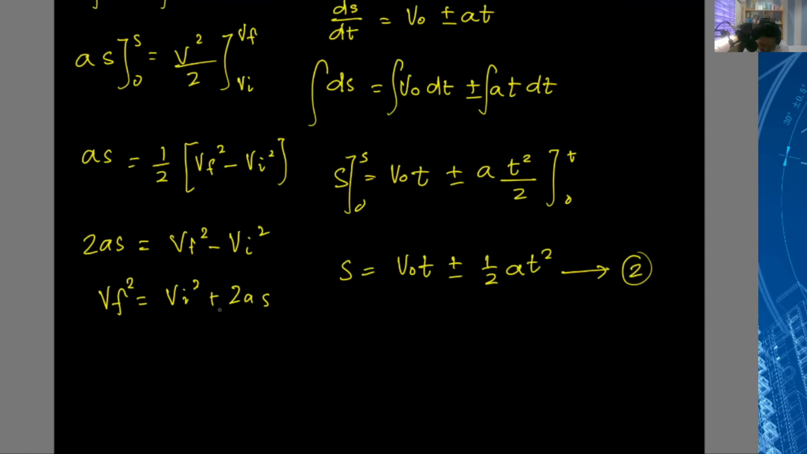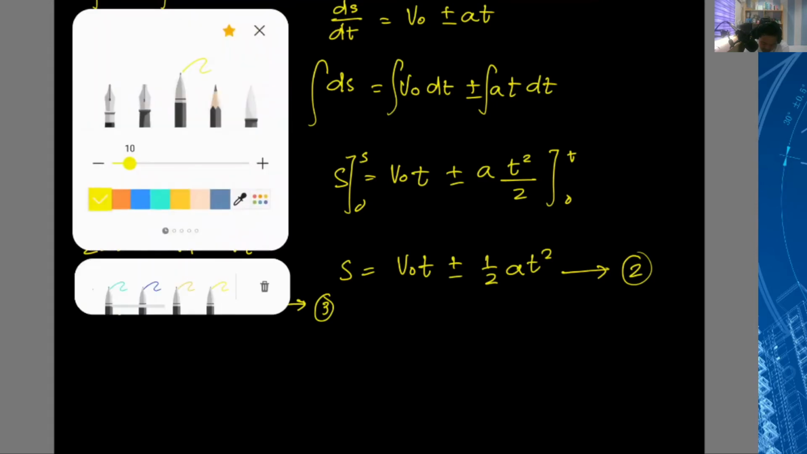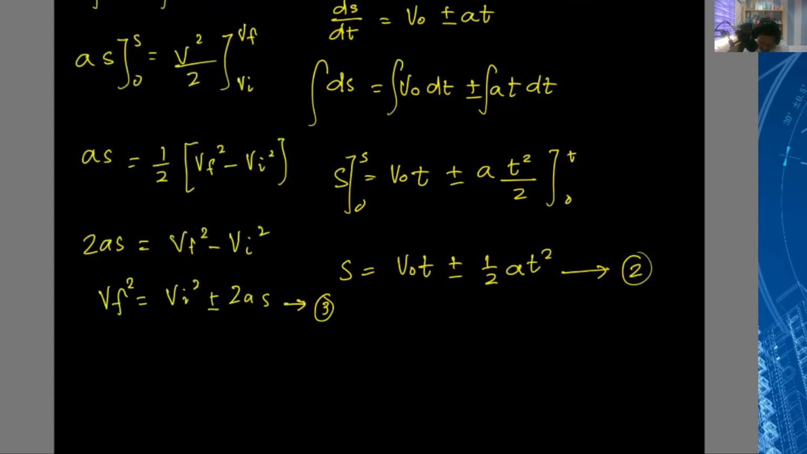Again, if we are dealing with deceleration, we must put this as minus. So the formula becomes plus or minus 2as. So this is now the formula, or the third formula, to be memorized. Okay? So that's it. So in summary, we have these formulas.